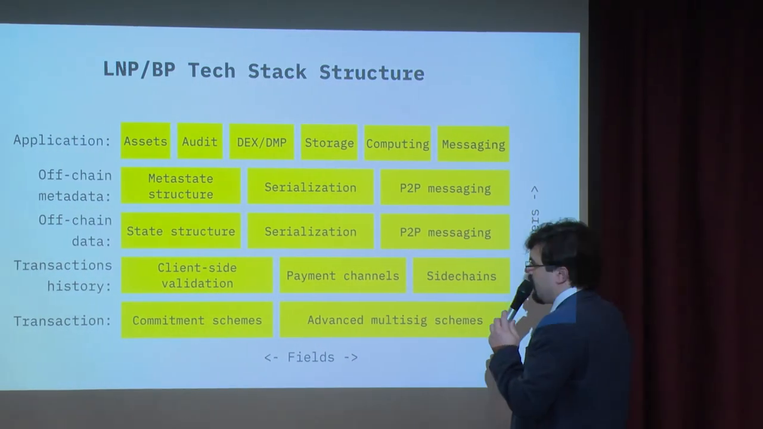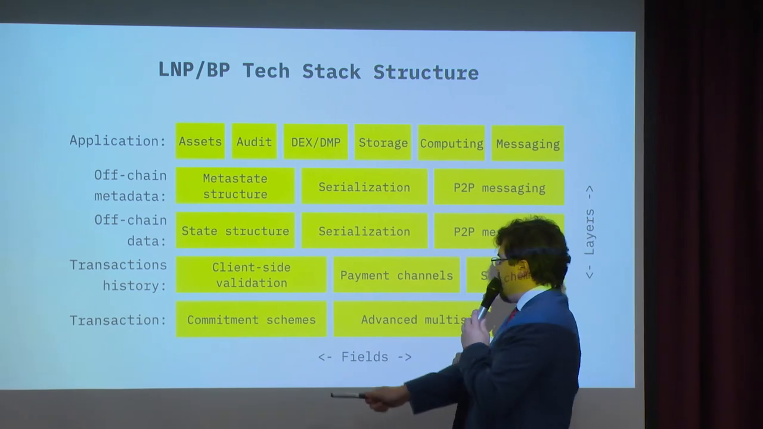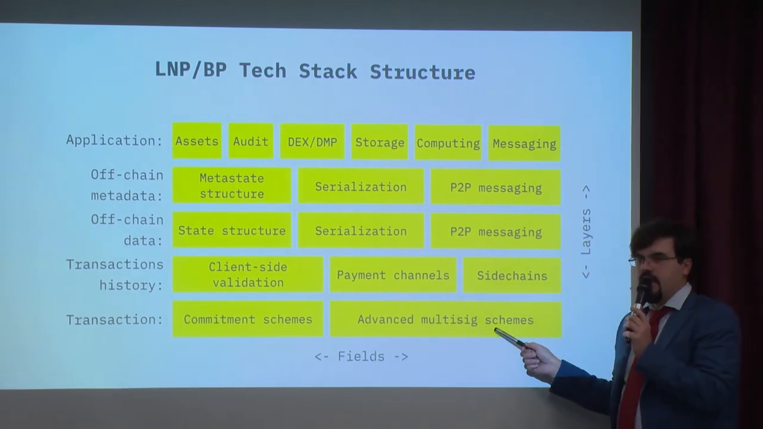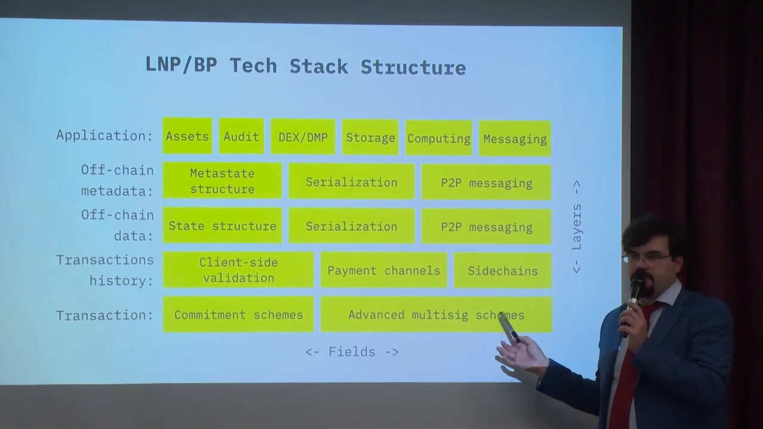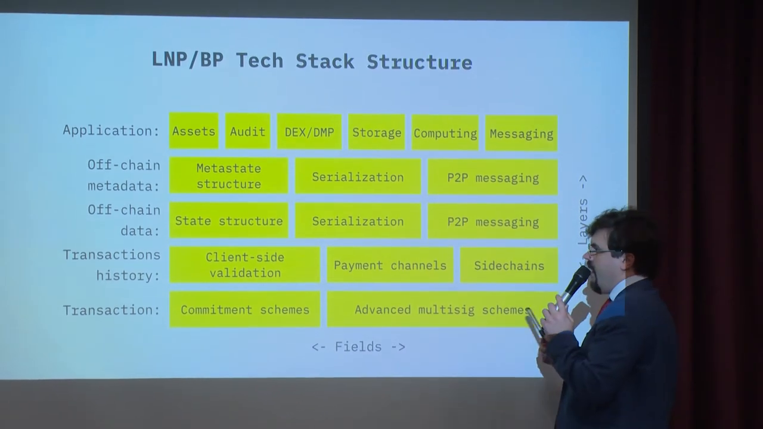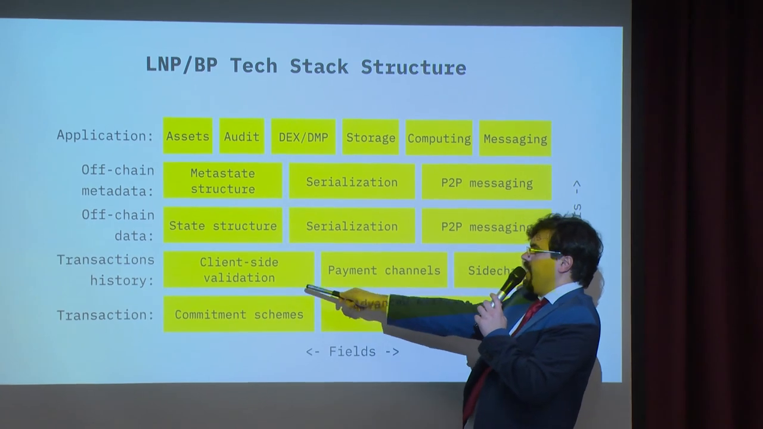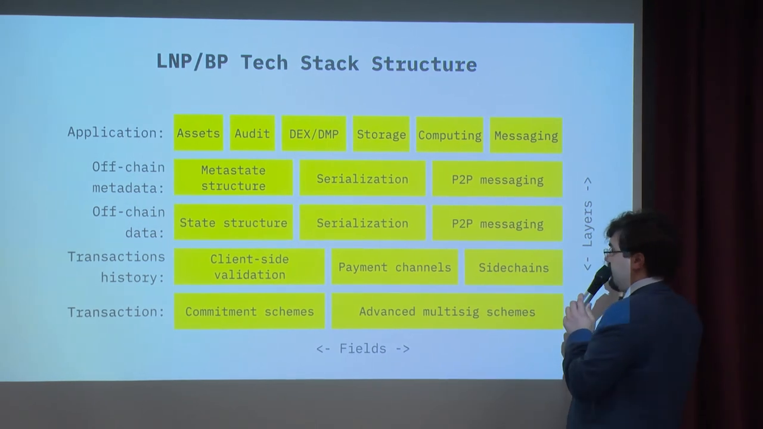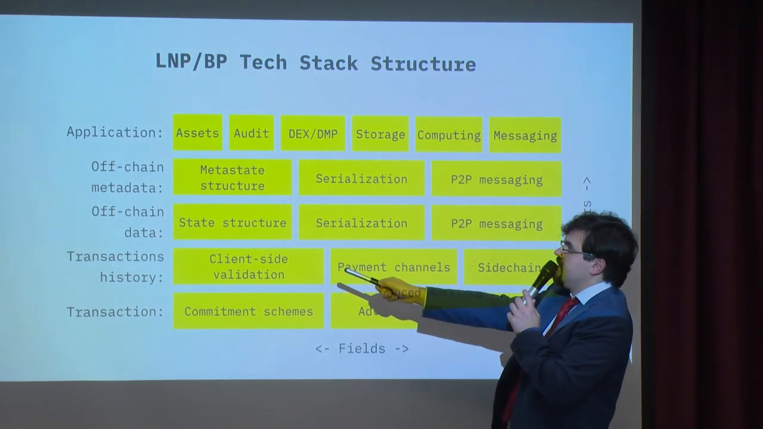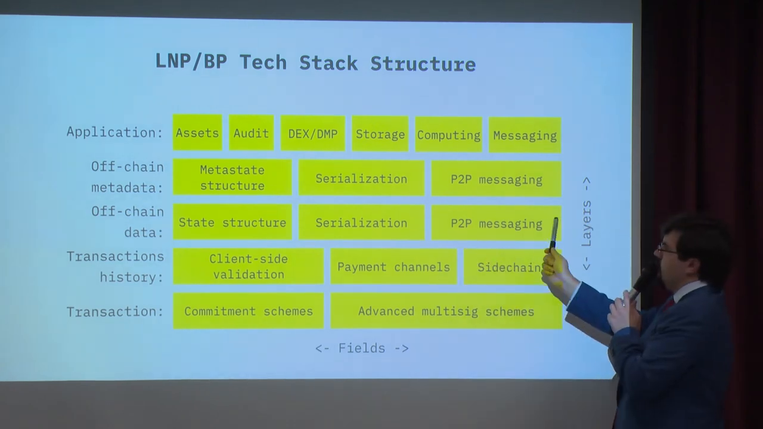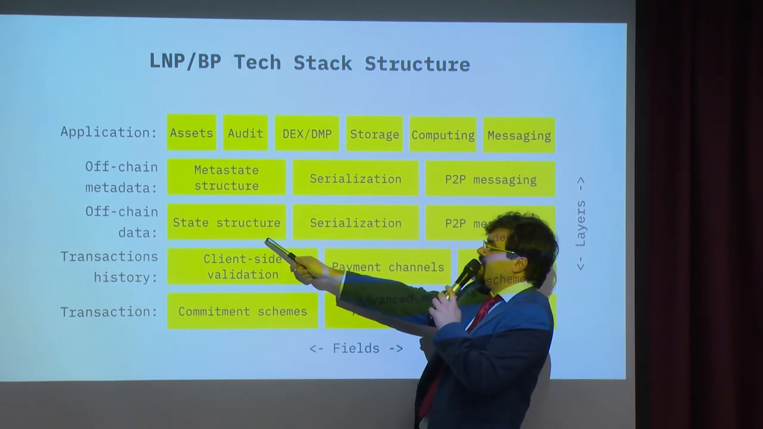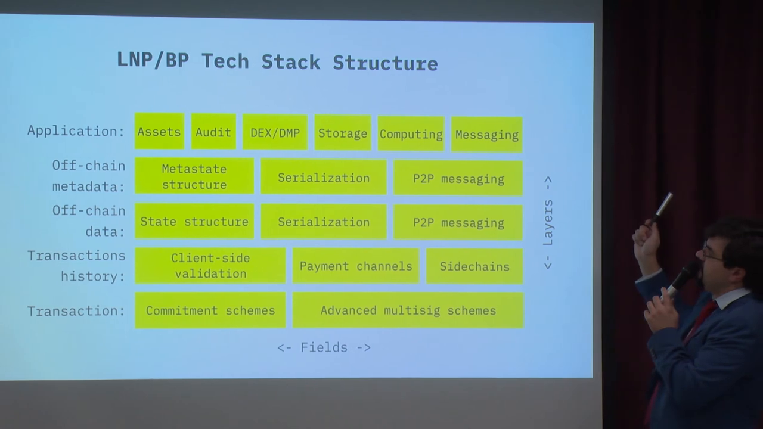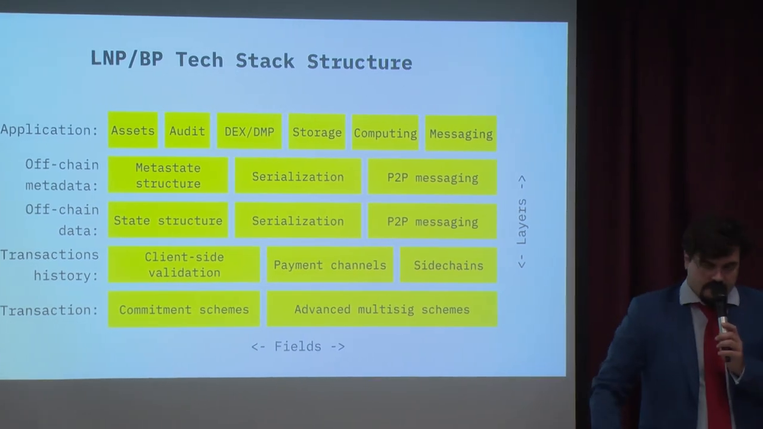Another way of putting it all together is that at the transaction level, we have such things as commitment schemes or advanced multi-sig schemes, which are different, starting from normal multi-sig to MuSig. At the transaction history level, we have client-side validation, payment channels, and sidechains as possible solutions to build the history of the state. Then off-chain data and off-chain metadata, with important protocols related to messaging, serialization, state structuring and metastate structuring, and the application level that may address different business cases and use cases.